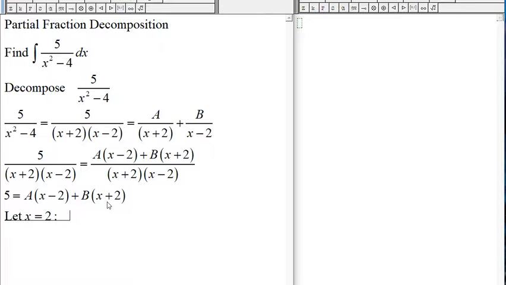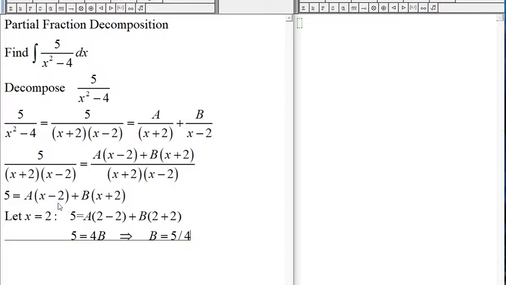If we let x be 2, then our equation becomes 5 equals a times 2 minus 2, plus b times 2 plus 2. So now this is 5, and then 2 minus 2 is 0, and so 0 times a is 0, and then what we have here is 4b. And so from here, dividing by 4, we get b to be 5/4. So that's how we figure out what b is.